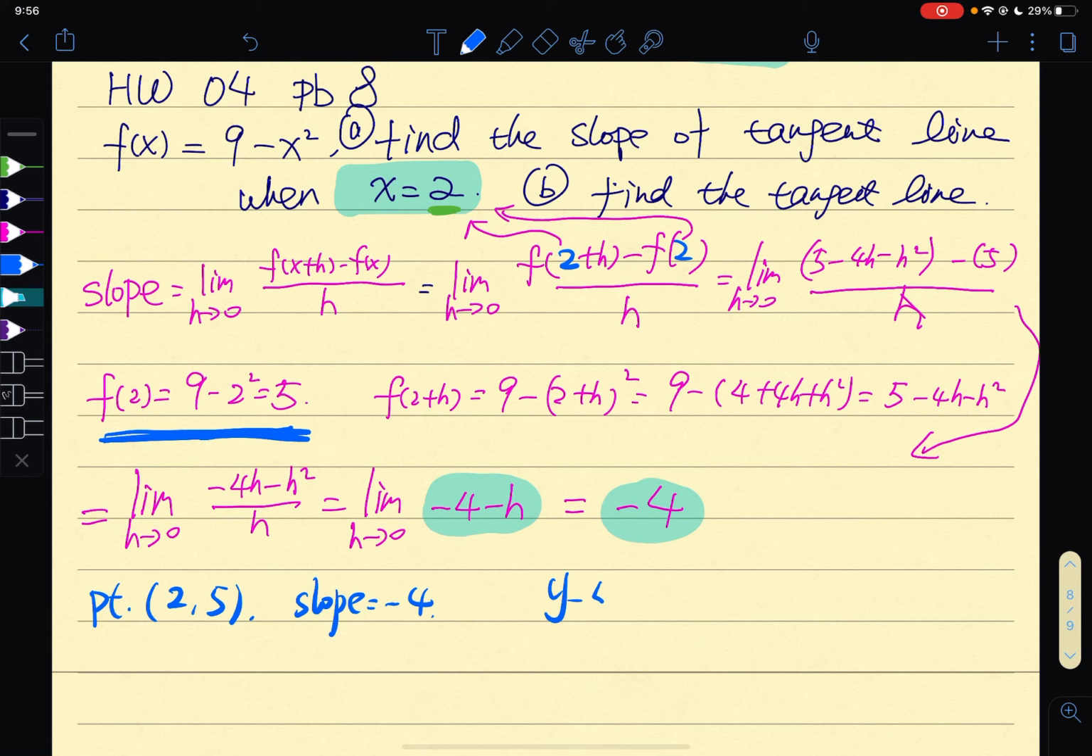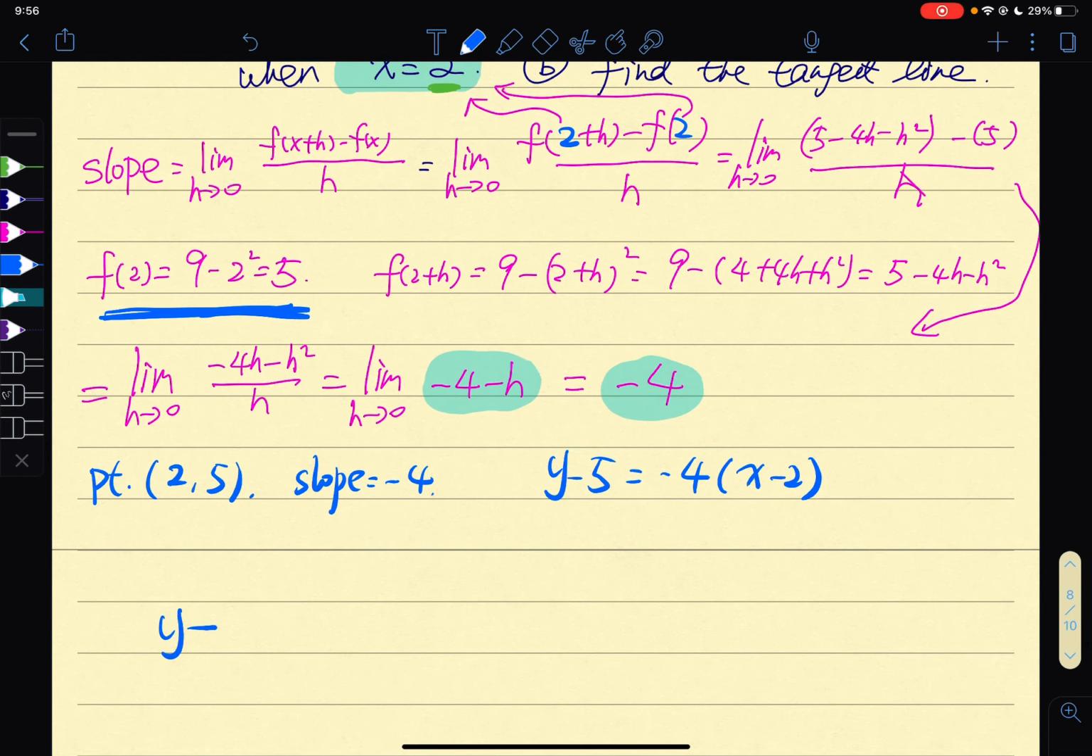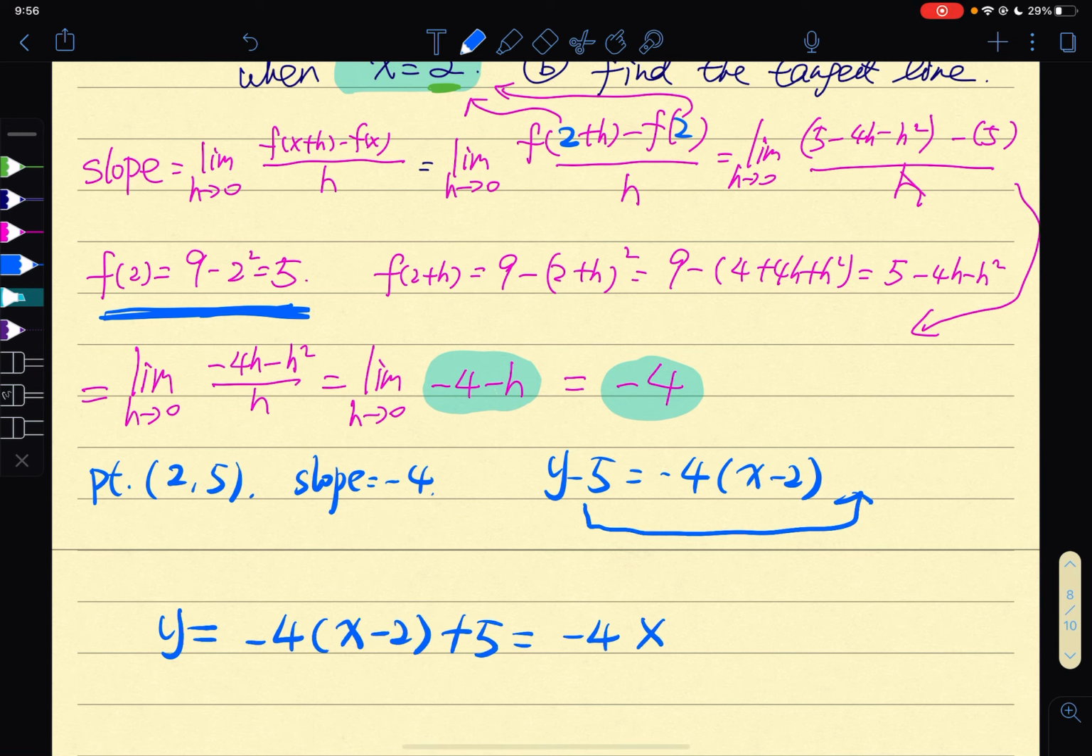So you have y minus 5 equals negative 4 times (x minus 2). Except the question asks, could you tell me what y equals? So you want to move this term to the other side. So it's negative 4 times (x minus 2) plus 5. If you want to simplify it a little bit further, you can, but I think it's not required. So this is my final answer for the second question.